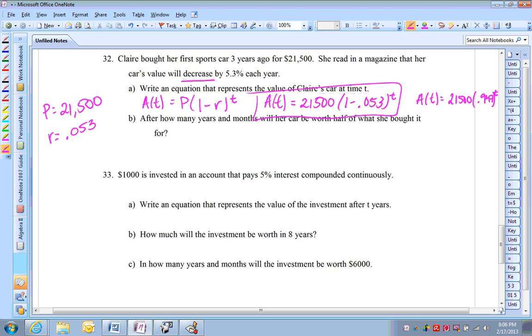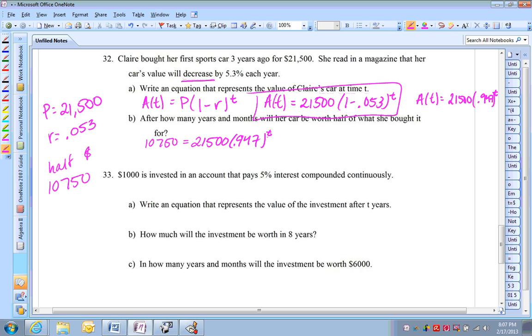Now, in part B, they're asking, after how many years and months will her car be worth half of what she bought it for? Well, she bought it for $21,500. Half the price is going to be $10,750. So the amount of the car should eventually equal $10,750. And that's equal to the original equation that we came up with in part A. So we're going to set that equal to 21,500 times 0.947 raised to the t.